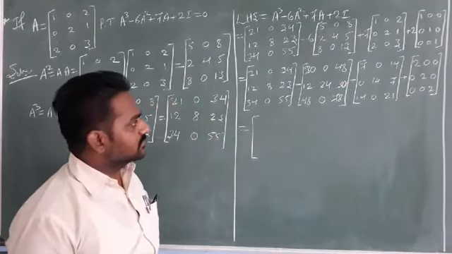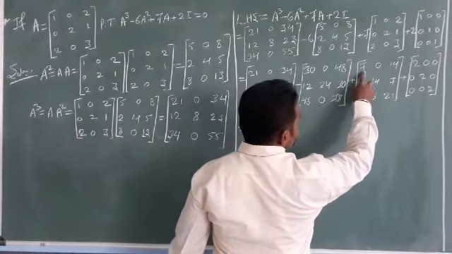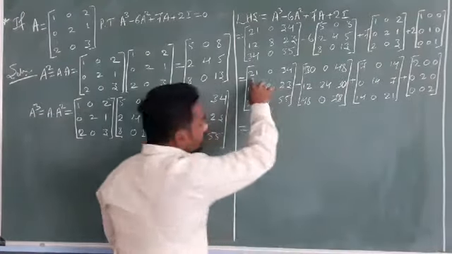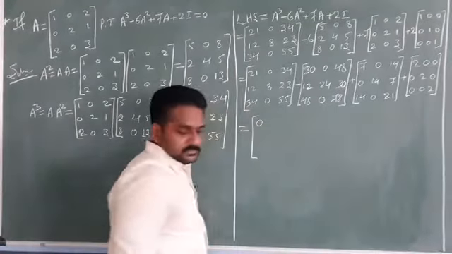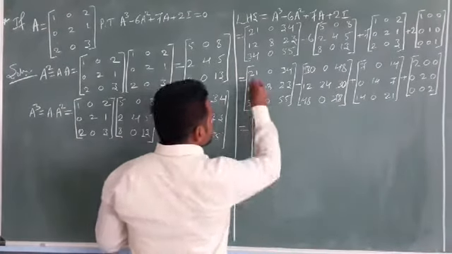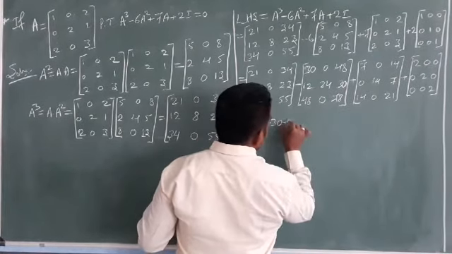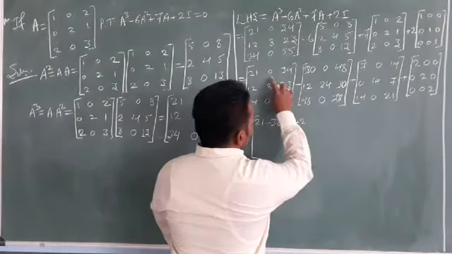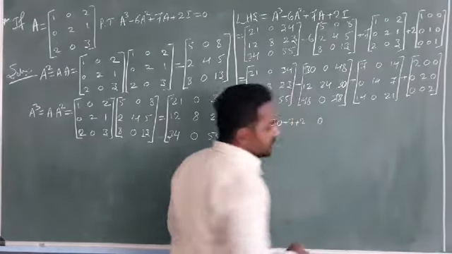Just observe the thing here, students. 21 minus 30 plus 7 plus 2. Plus 7 plus 2, 9. 9 plus 21 is 30. 30 minus 30, that is 0. We'll write it. No problem. Space is here. So 21 minus 30 plus 7 plus 2. This is the first element. Next, 0 minus 0 plus 0 plus 0. So you get 0 here.